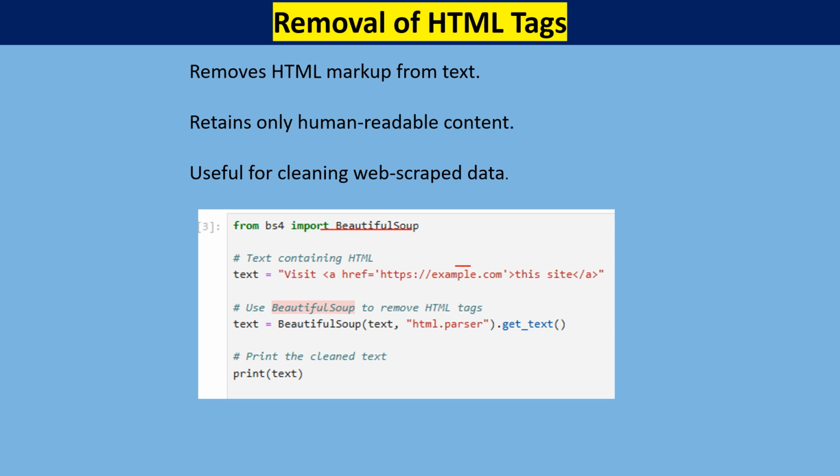The method .get_text extracts only the visible, user-friendly content from the HTML. The process ensures that only meaningful text is retained, improving data quality for analysis.